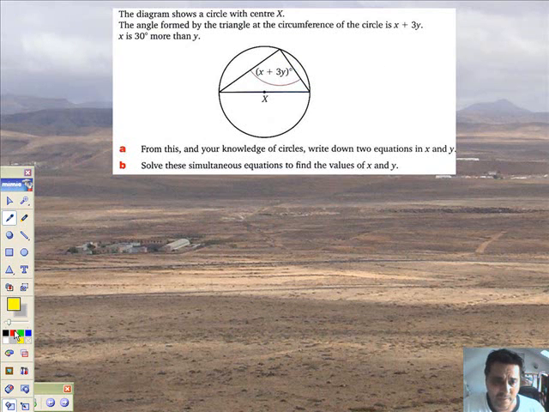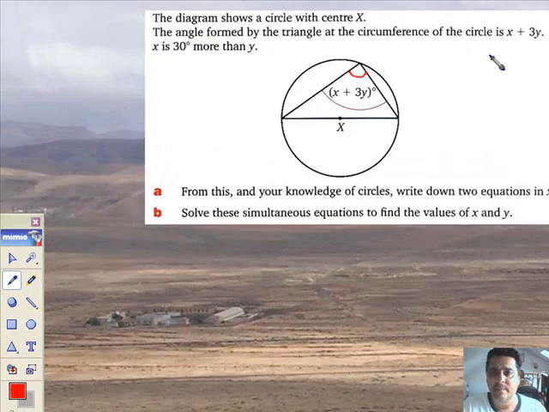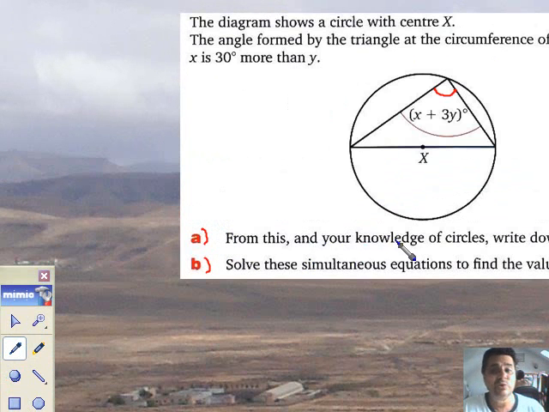Great big angle there. I don't know why they've gone so large. All they had to do was like that, really. But anyway, I'm told that x is 30 more than y. Now, please note, if this was an exam question, you would not be given this hint. From this and your knowledge of circles, you would not be given that.